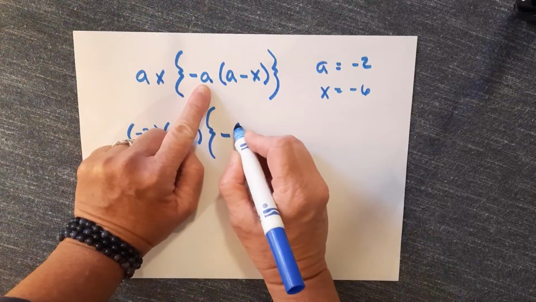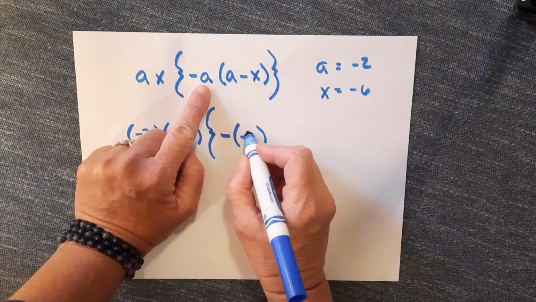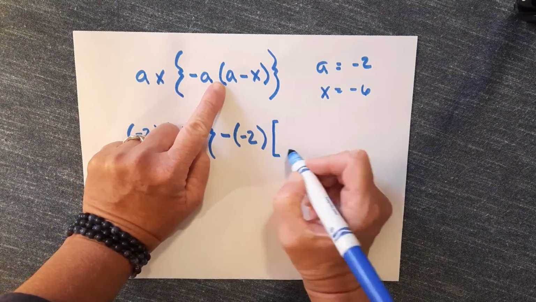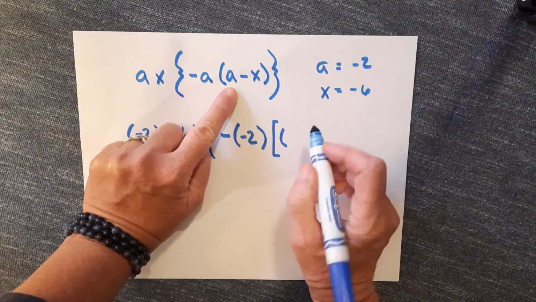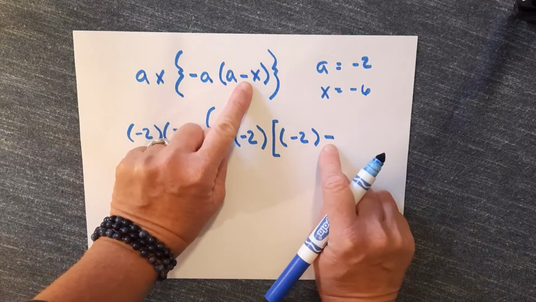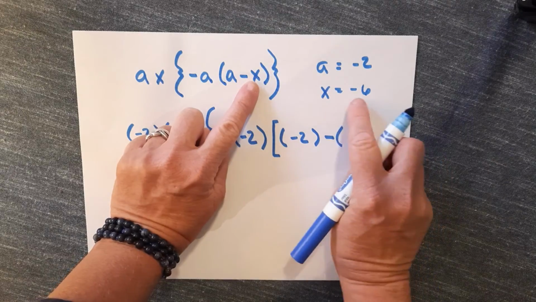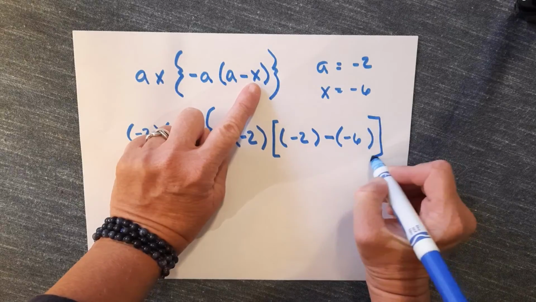Now we have an a, so we're going to put that in parentheses and replace or put in the -2. Now we're going to multiply this by a, which we make a parentheses for, and put in our -2. And we're going to subtract. That's where this minus sign comes into play. Here's the x, so we're going to put in our parentheses. X stands for -6, so we put that in there, and we close our bracket.